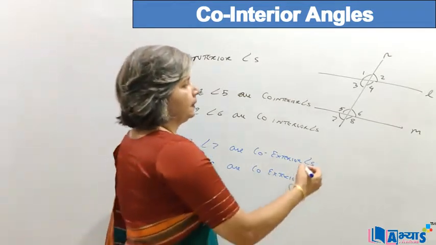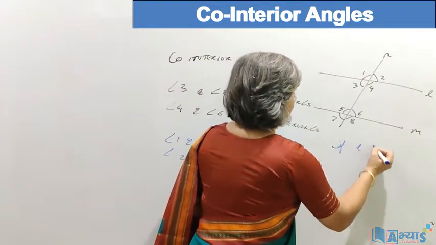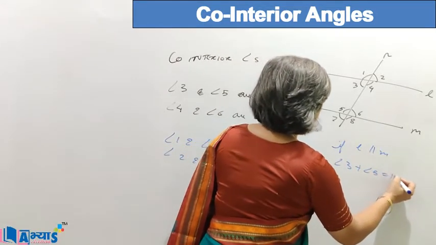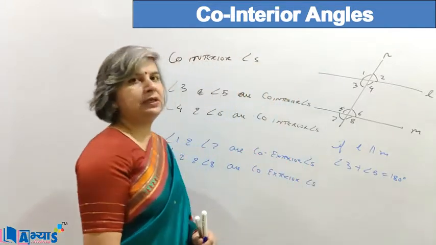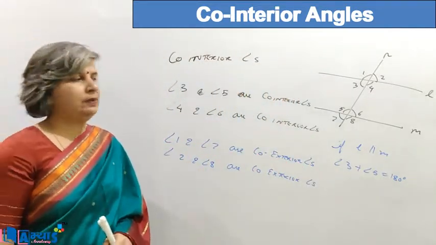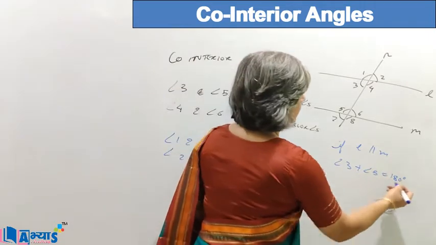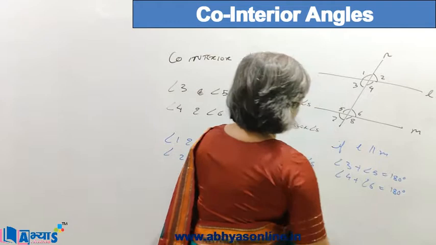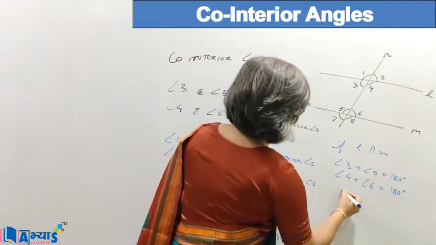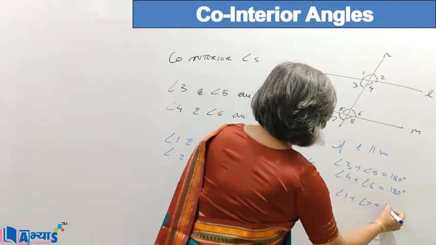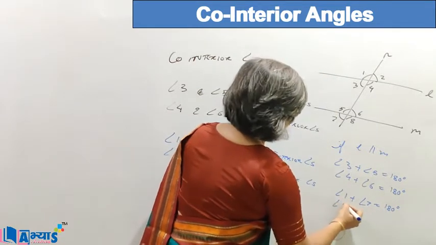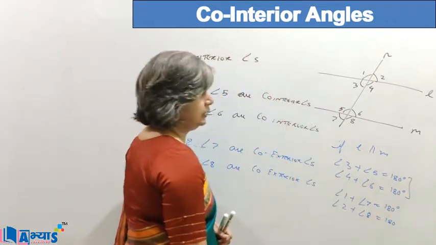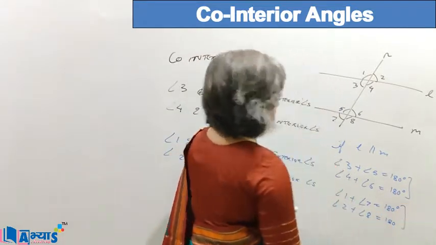And if L is parallel to M, then angle 3 plus angle 5 is equal to 180 degrees, or we can say that the co-interior angles are supplementary: angle 3 plus 5 is 180 degrees, angle 4 plus angle 6 is 180 degrees. Similarly, for the co-exterior angles, angle 1 plus angle 7 is again 180 degrees, and angle 2 plus angle 8 is also 180 degrees. They are co-interior angles and this pair is co-exterior angles.